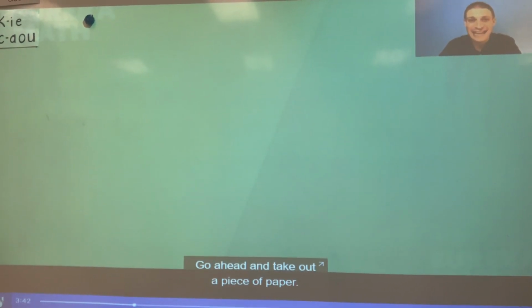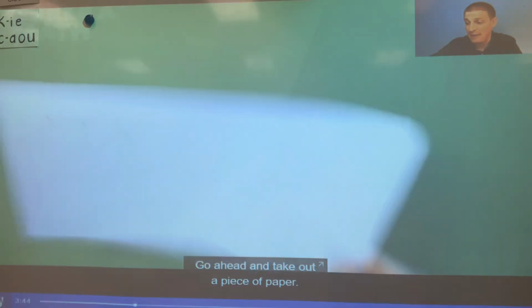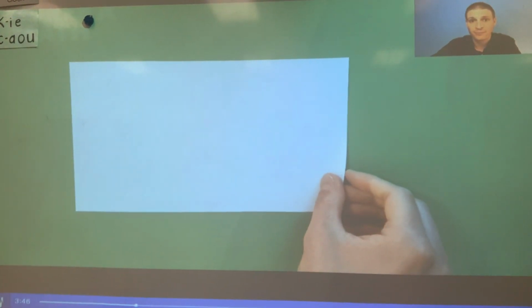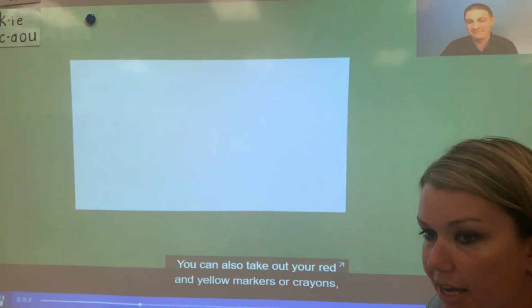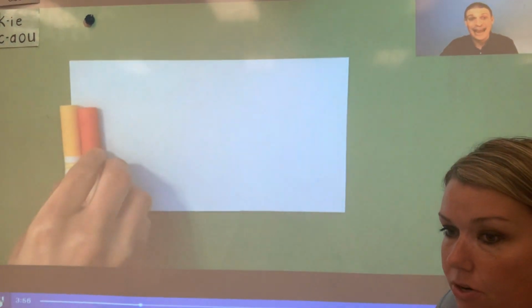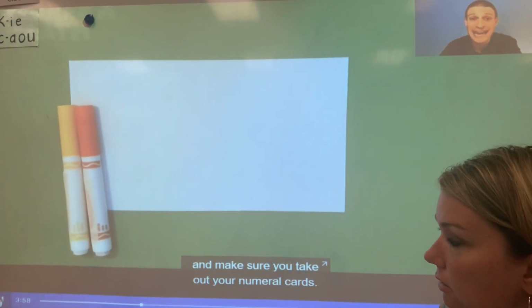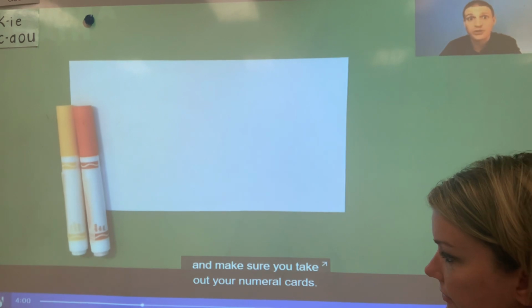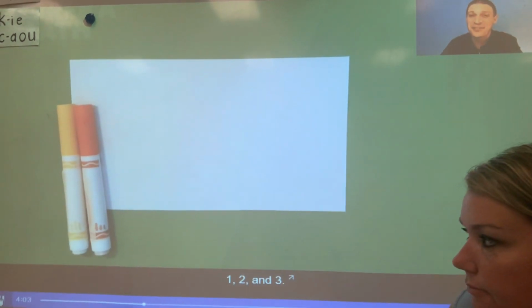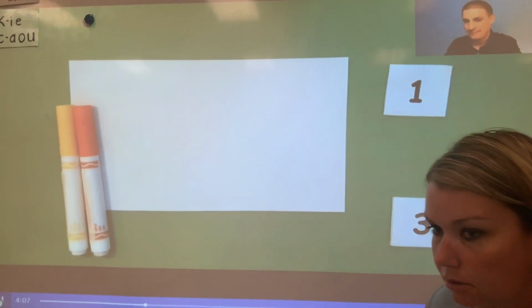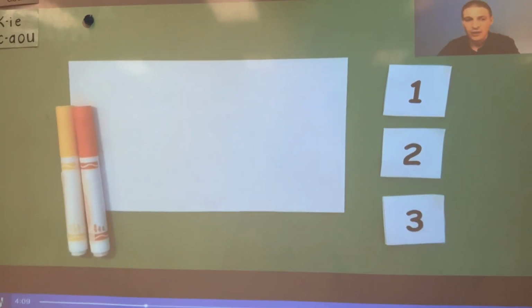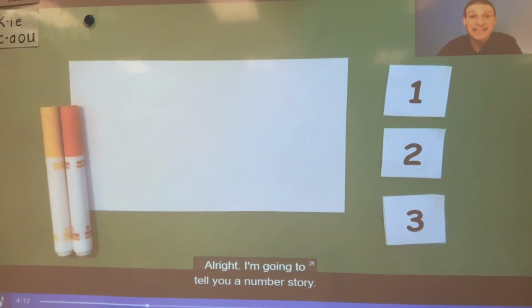Go ahead and take out a piece of paper. You don't have to do this. He's just doing it. You can also take out your red and yellow markers, or just crayons. We're just going to watch him do it. If you want to, you can, but we're just going to watch him. And make sure you take out your numeral cards, 1, 2, and 3. We're just going to watch him with those.